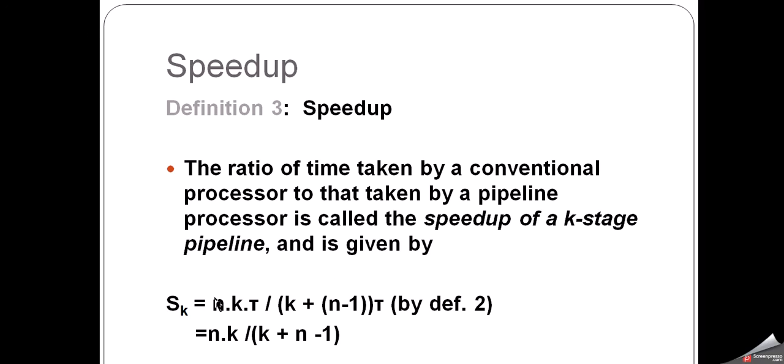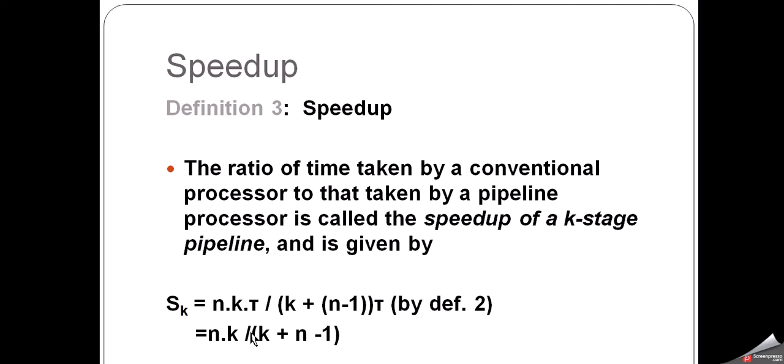So it's the time, as we've seen, the time taken for a non-pipeline processor to process n tasks, which is n times k times tor, and divide it by the time taken by a pipeline processor or pipeline to process those n tasks, which is k plus n-1 times tor, which we've just seen. Simplify that by cancelling the two tors, and we get nk divided by k plus n-1. So that's the speed up.